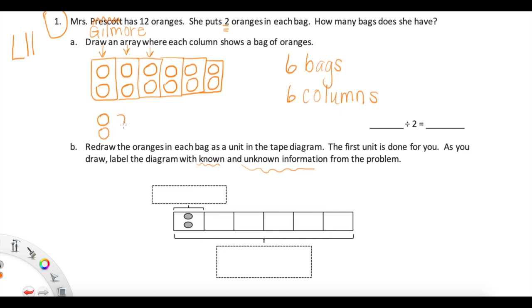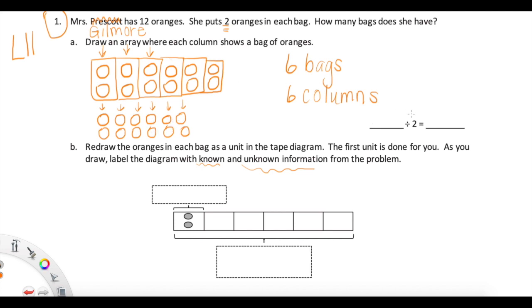Our arrays are really, really well organized, visual representation of information. Here we have, let's count together, 2, 4, 6, 8, 10, and 12. So here I'm showing this in a different way. These are Mrs. Gilmore's 12 oranges. You can still see that she's dropping these in 2 bags, and each bag will hold 2 oranges. So here again I can see 1, 2, 3, 4, 5, 6 bags are needed.